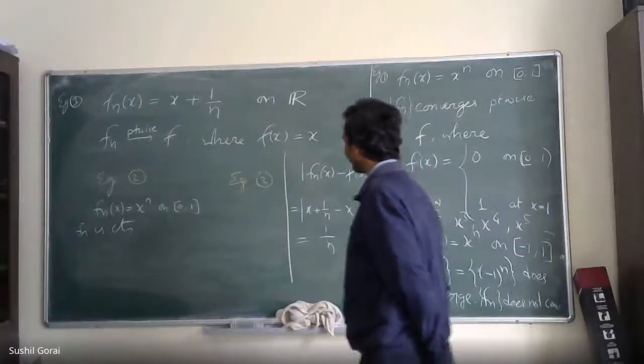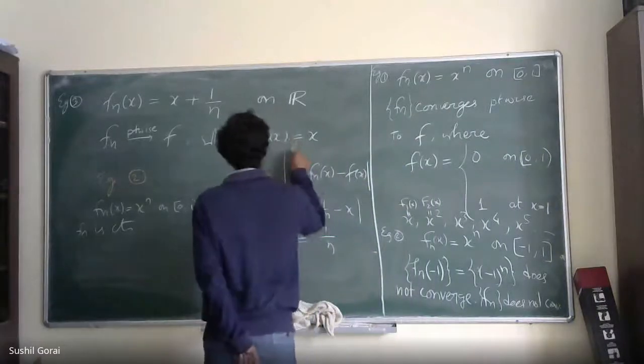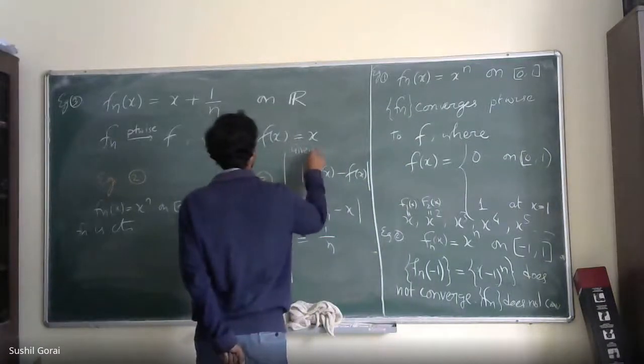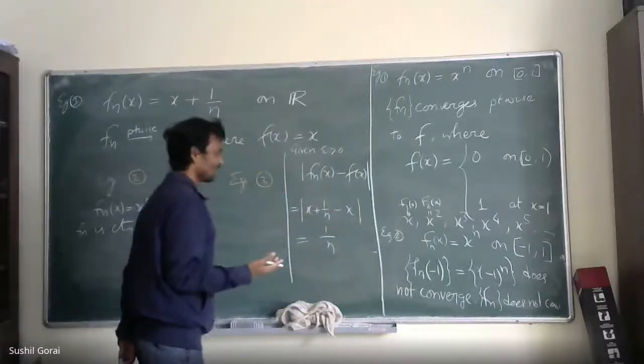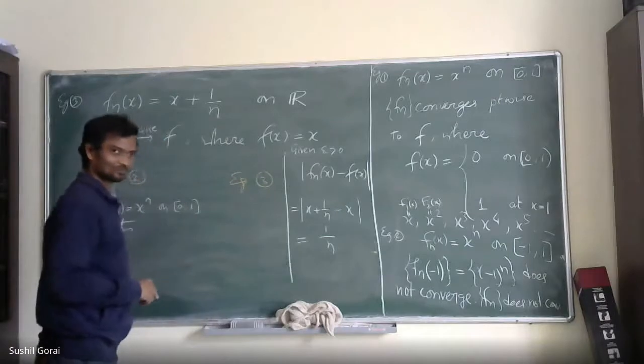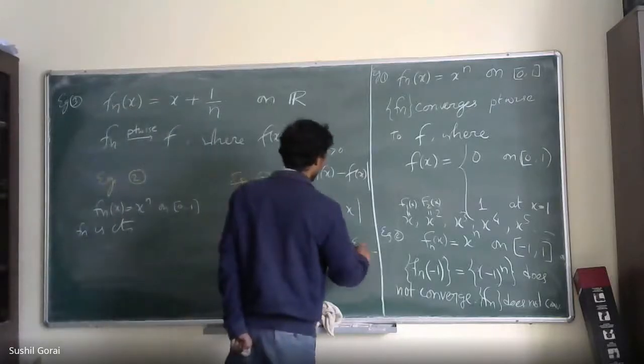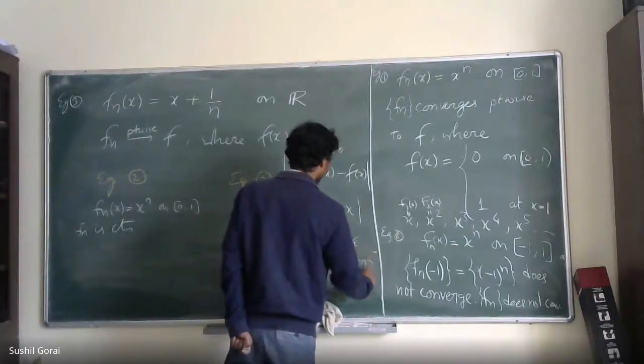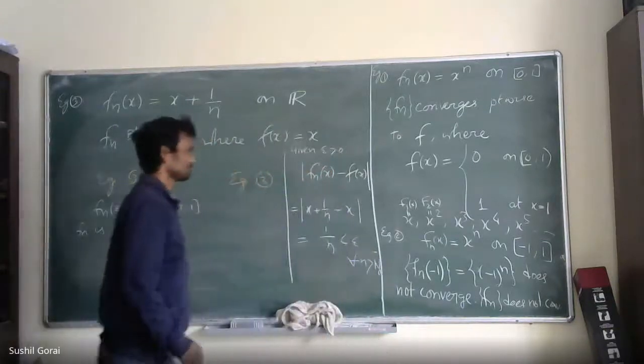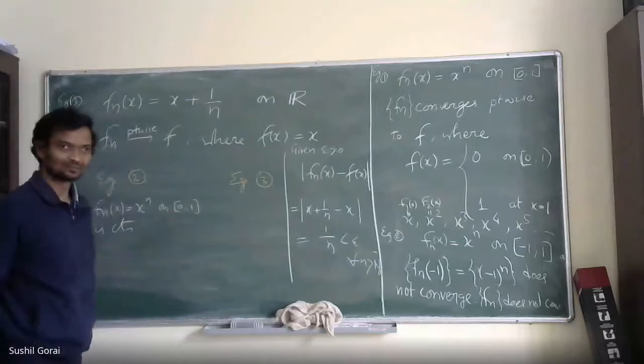Right. So what do you need? You are given an epsilon greater than 0, and you need to choose a capital N. We can always choose a capital N such that 1 by n is less than epsilon. So this is less than epsilon for all n greater than capital N. So that's it. Thank you, sir. All right.